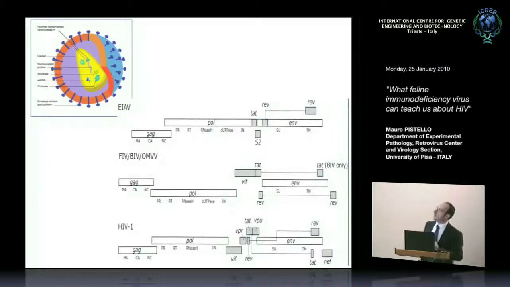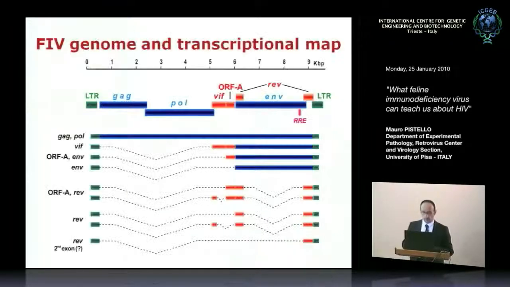FIV, like BIV, the bovine immunodeficiency virus, or the other viruses that infect sheep, has fewer regulatory genes as compared to HIV. But, for instance, the FIV protein called TAT, which actually has a different name in FIV, can concentrate different functions that in HIV are carried out by different proteins. So fewer proteins, but with a broad range of activity as compared to the HIV regulatory genes.